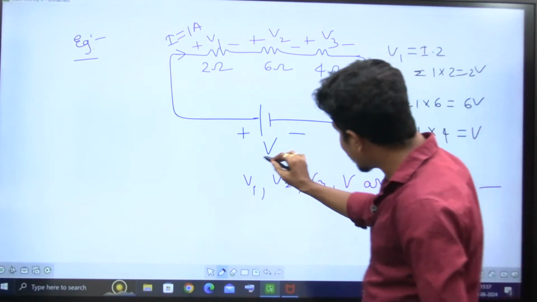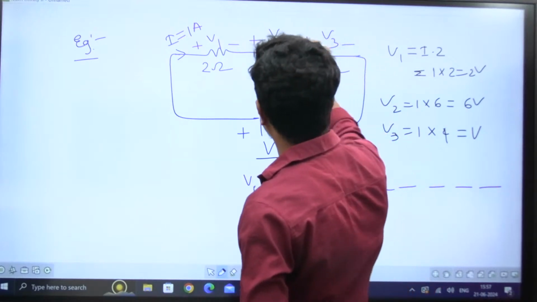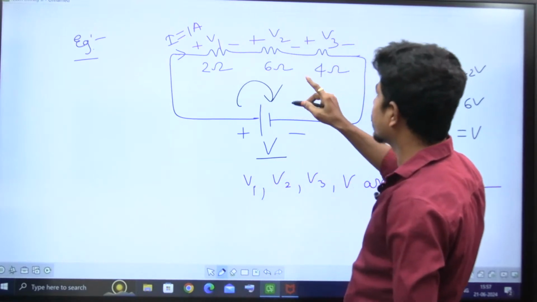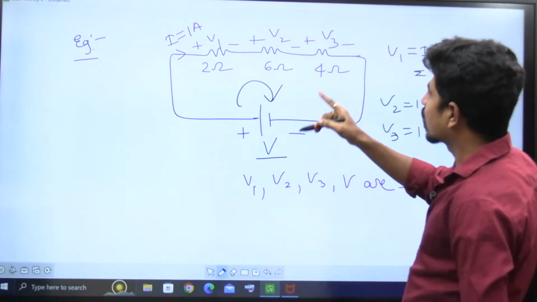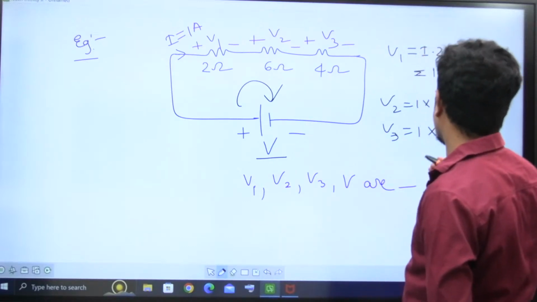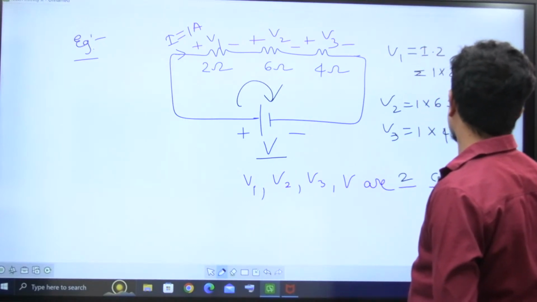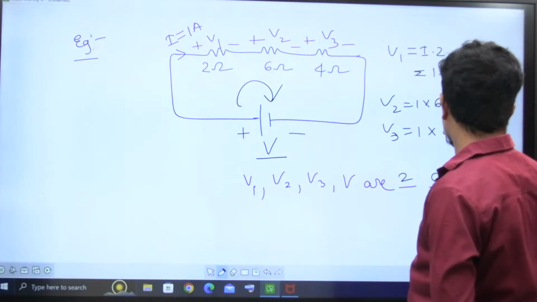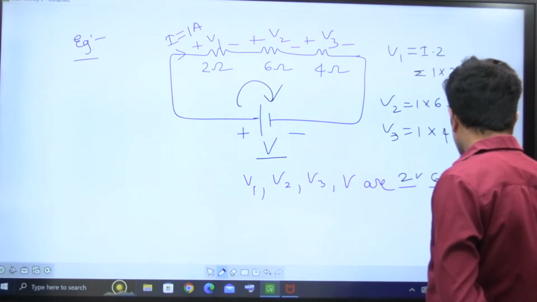But what is this V? Summation of V1, V2, V3, KVL, right? KVL, that is, I can say 2 plus 6 plus 4. First one is 2, next one is 6, next one is 4. This is 12 volts. 2 volts, 6 volts, 4 volts, 12 volts, right?